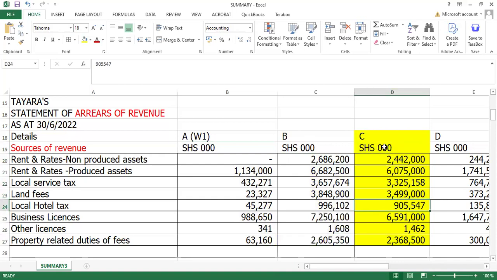Just ask yourself, do you have any correction during the year? And if you have a correction during the year, is it for the amount that was outstanding at the start of the year, or the amount that you invoiced during the year? You can add them to get the total correction.